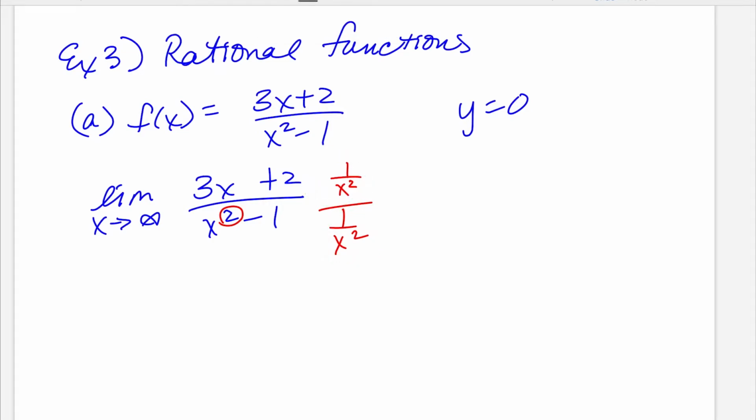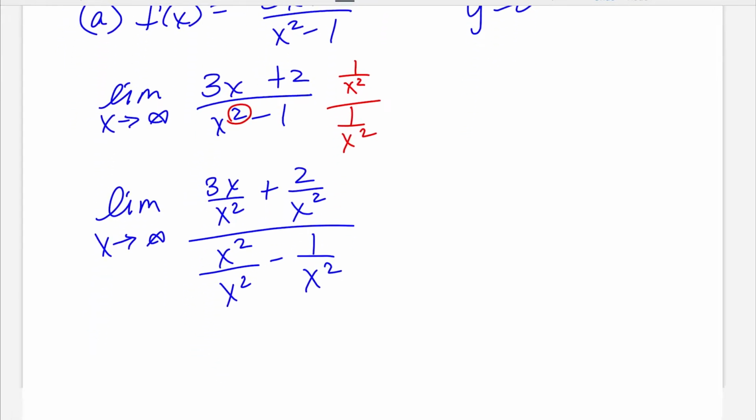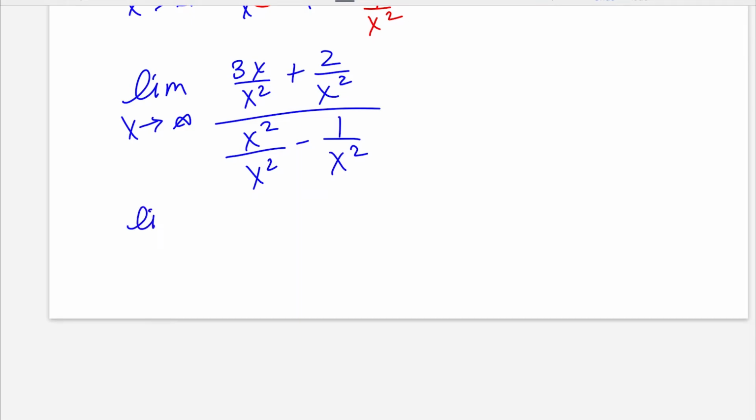All right, so look at what happens here. I'm going to write all of this out first, just so you can see it. 3x over x squared plus 2 over x squared, over x squared over x squared minus 1 over x squared. Then you simplify. I'm taking my limit as x approaches infinity of 3 over x plus 2 over x squared, over 1 minus 1 over x squared.